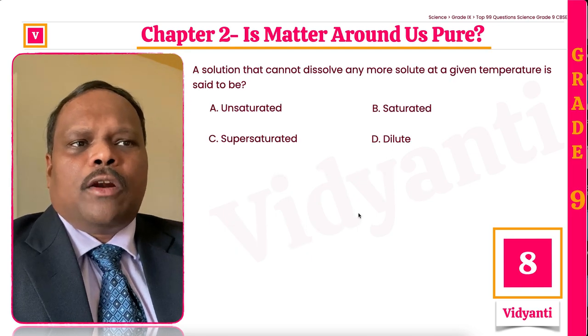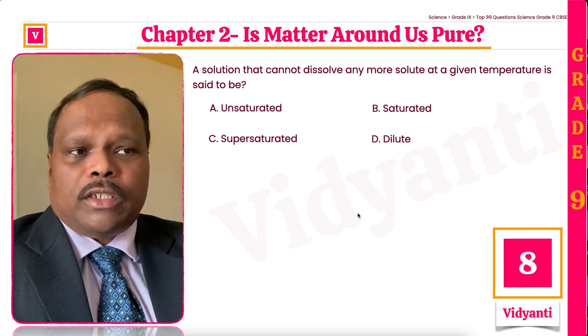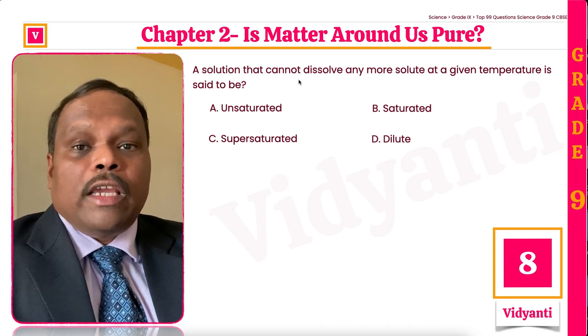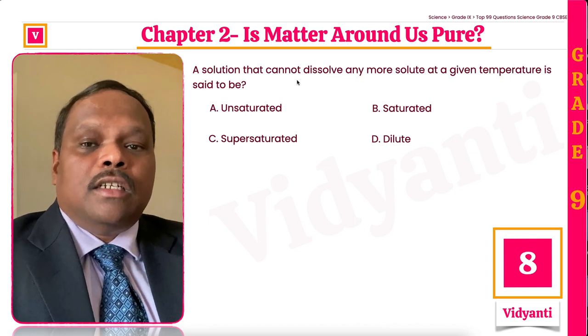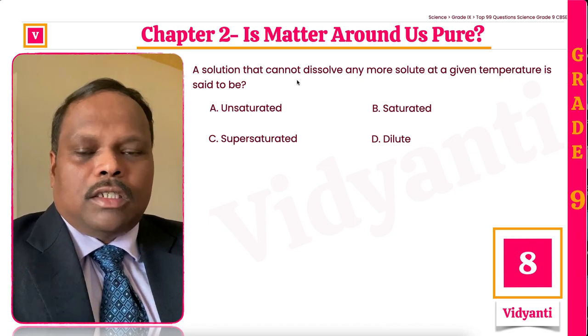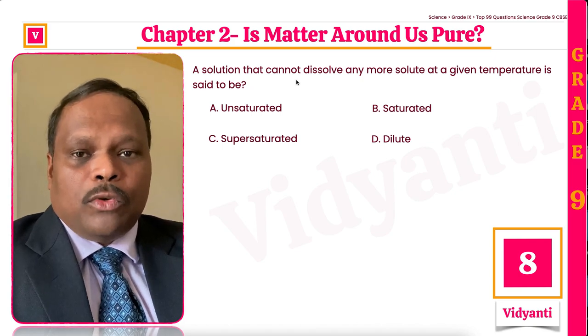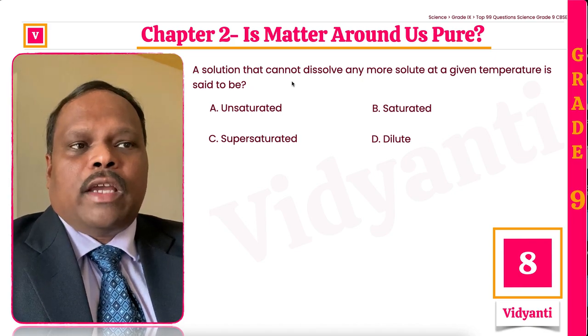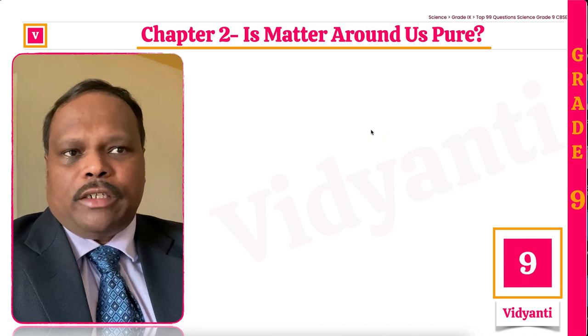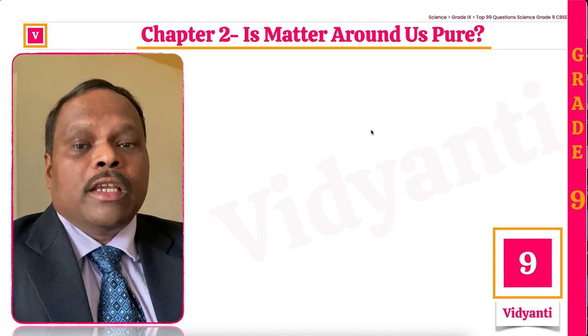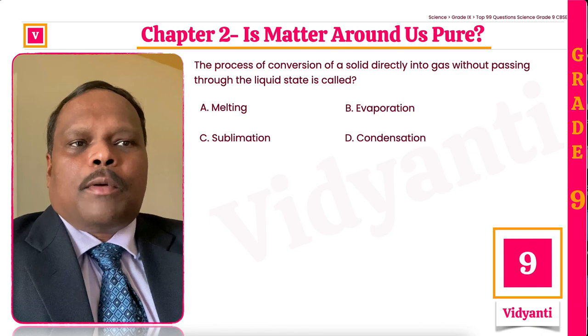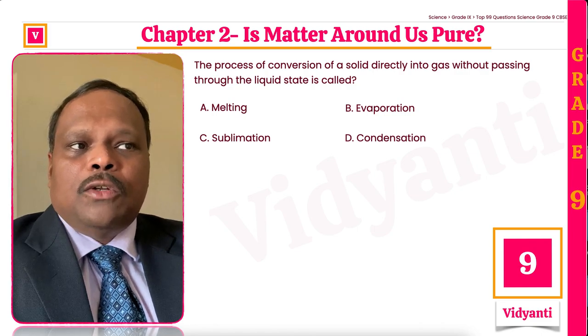A solution that cannot dissolve any more solute at a given temperature. Cannot dissolve any more solute. That means it has dissolved each and every possibility of the solute mixture. It has gone to the uppermost limit, and that's why it will be called saturated, because it cannot go anything beyond that. The process of conversion of solid directly into gas.